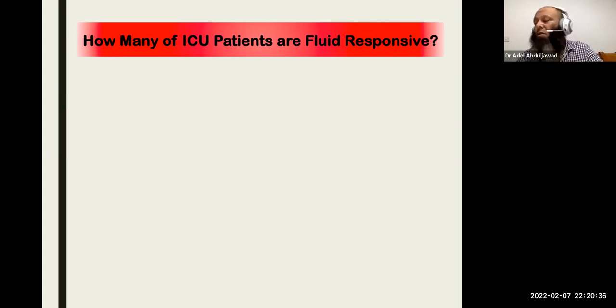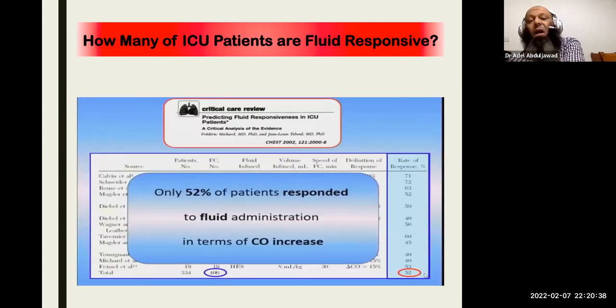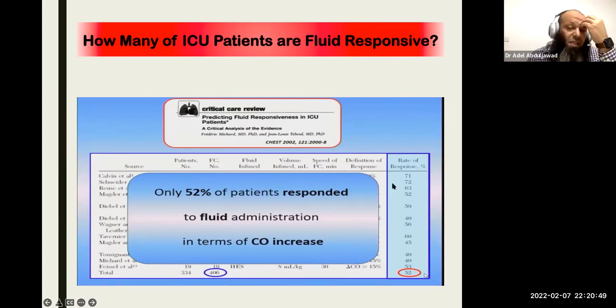It's a very important question, answered since a long time ago. They found that only about 50% of patients in the ICU, or critically ill patients, respond to fluid administration. And how can you assess this response? By cardiac output, according to the tool you use to measure it. So only 52% of the critically ill patients are fluid responders. The rest are non-responders. So this is important to tell you.